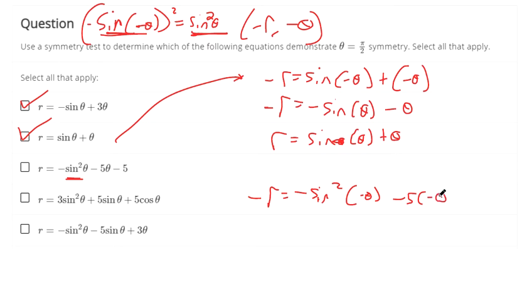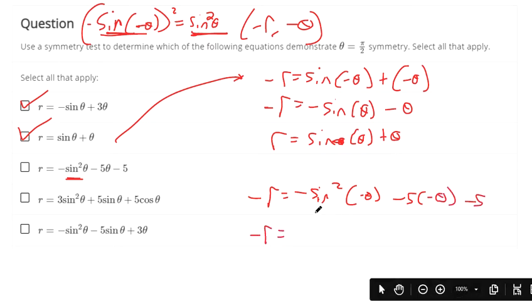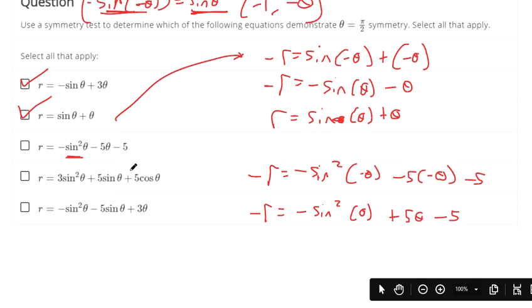So we plug in our negative theta here. So negative r equals, this is going to be negative sine squared theta because of that property we just studied. The negative sign is on the outside. That gets squared. Squaring has to happen first. So that's why this negative survives. And now this one, if we were to divide both sides by negative 1, it's not going to match, right? Because this is going to be positive, this is going to be negative, this is going to be positive. So it won't match. This one is not a winner.